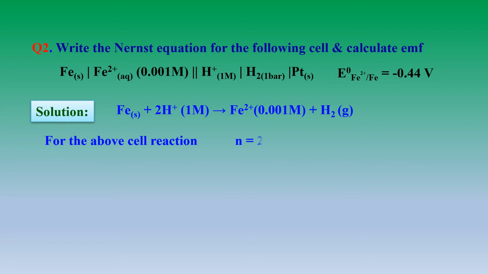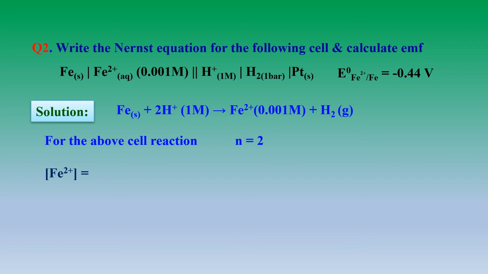For the above cell reaction, n is equal to 2. How is n equal to 2? In this cell reaction, Fe loses 2 electrons and gives Fe2+, and H+ gains 1 electron to become H2. But we have taken 2H+, so it has to accept 2 electrons to become H2. So 2 electrons lost and 2 electrons gained, so the n value is 2.